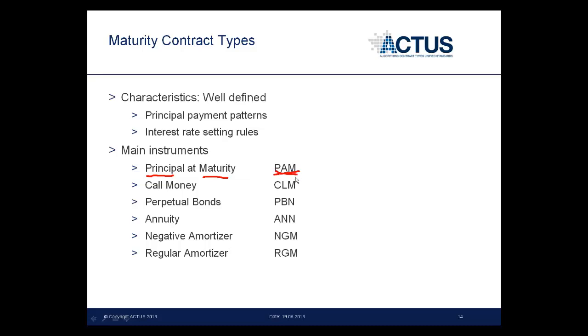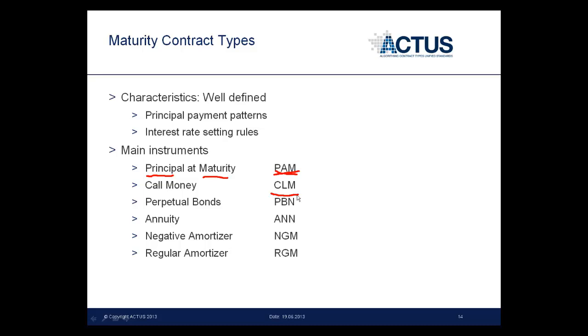In this pattern, all principal is paid in at once at the beginning and paid back in one shot at maturity, like the one we saw a few slides back. Most bonds follow this pattern, but also many loans. Money market is another example. Call money, or CLM, does not have a predefined maturity date. This is popular among banks.